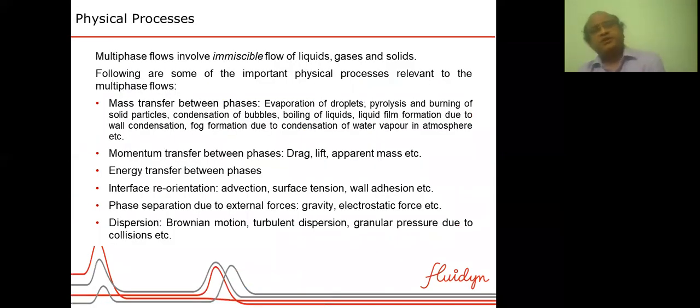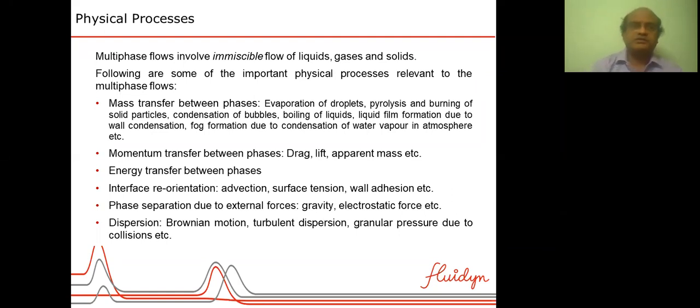So if you keep in mind all the examples that we have seen, in general, multi-phase flows involve immiscible flow of liquids, gases, and solids. They can get into a supercritical state also. These involve some physical processes, where there could be mass transfer between the phases. For example, evaporation of droplets or pyrolysis or burning of solid particles.